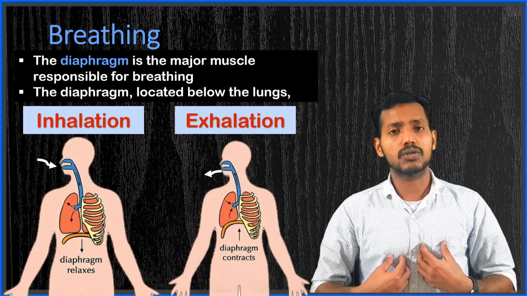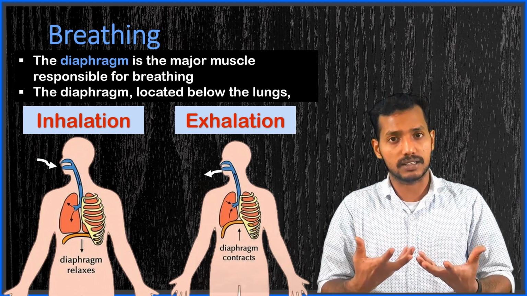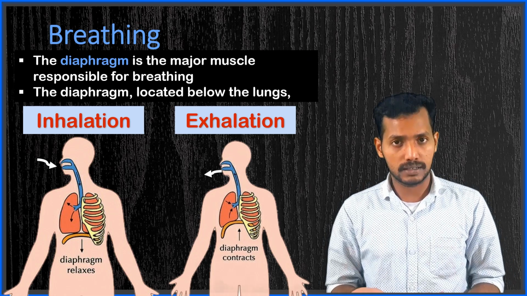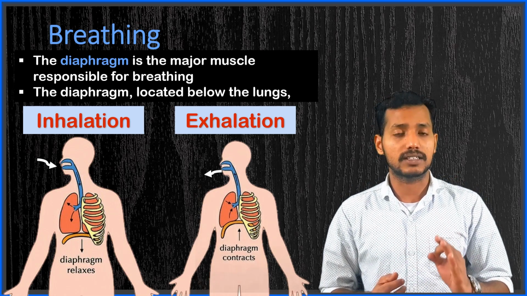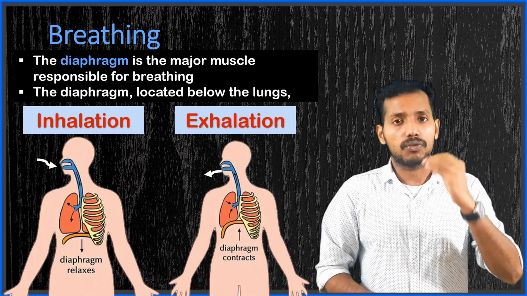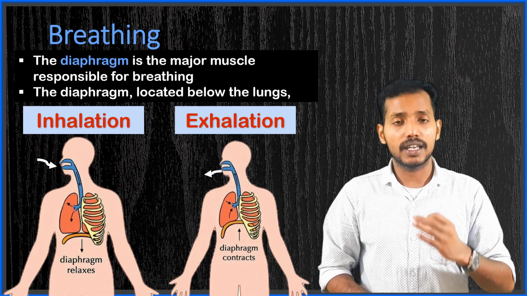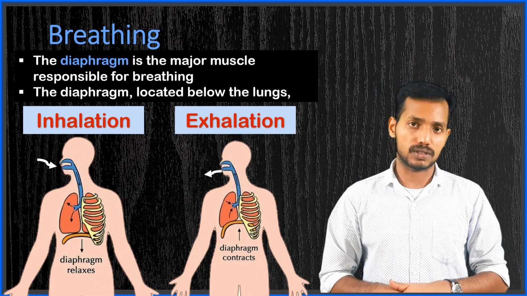The diaphragm is continuously contracting and relaxing without our will. It is controlled by the brain. That is also an example of an involuntary muscle. The action of the diaphragm muscle is very important in our body. This is also an example of muscular force.